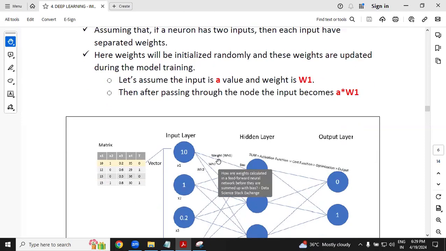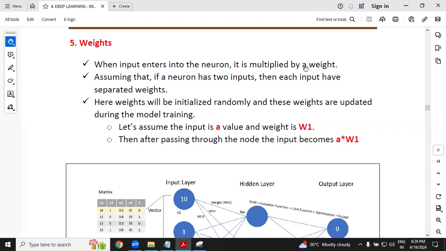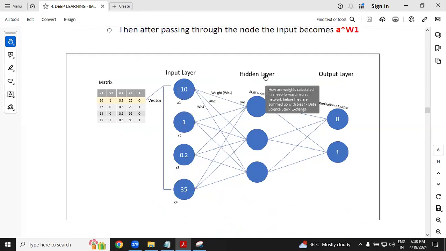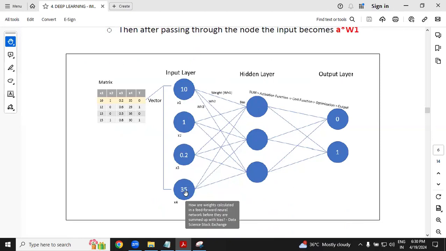With that weight value, what is happening? Multiplication is happening. Good. Let me explain about input layer, hidden layer, output layer, and values like 10, 1, 0.2, 35. Look at my screen.